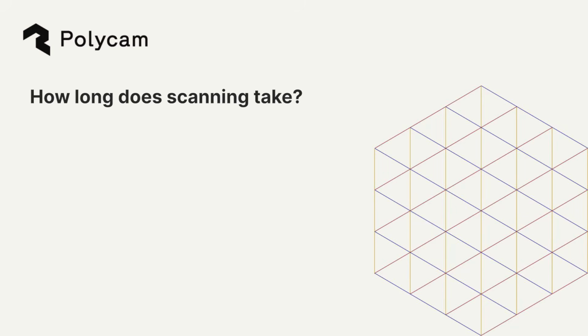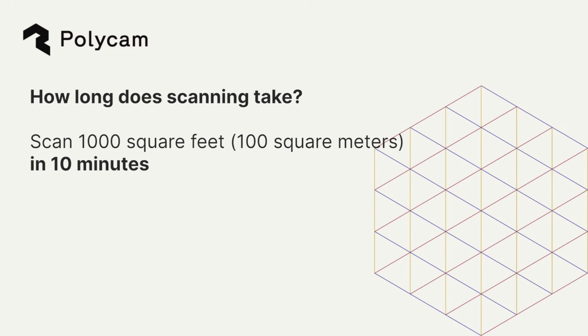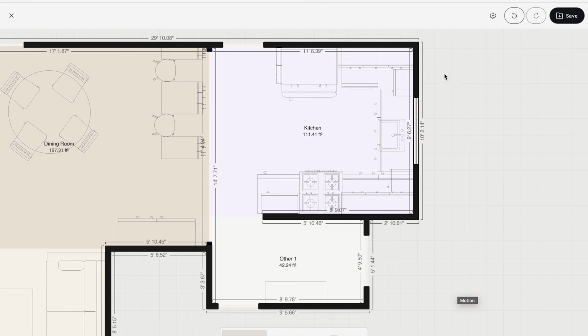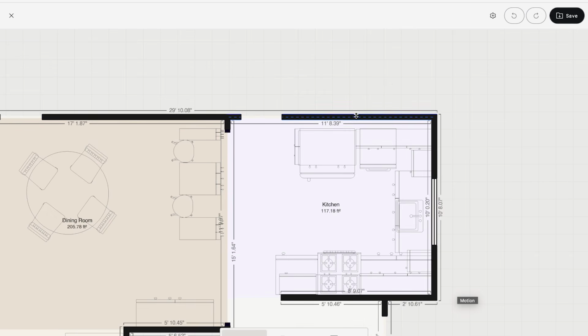It doesn't replace it. So how long does a scan actually take? Well, you can scan 1,000 square feet in 10 minutes. The floor plan, 3D model, and spatial report are available within 5 minutes of finishing the capture, which means you can verify accuracy on site before leaving by spot checking the model against real-world measurements.